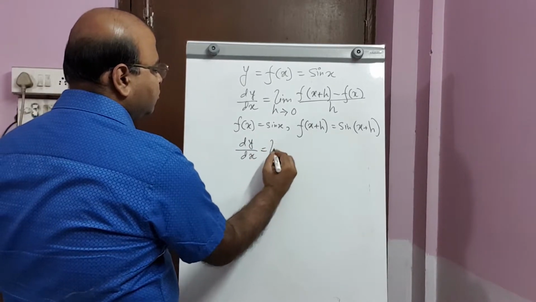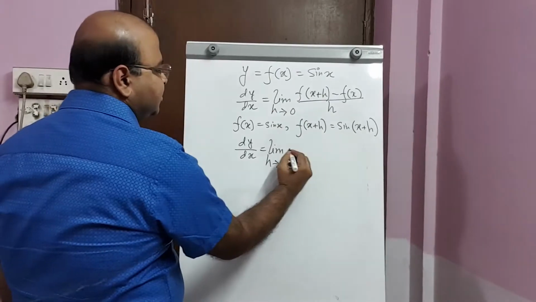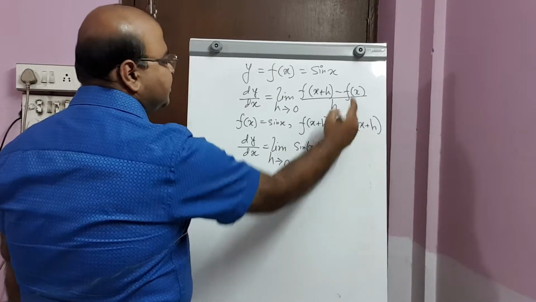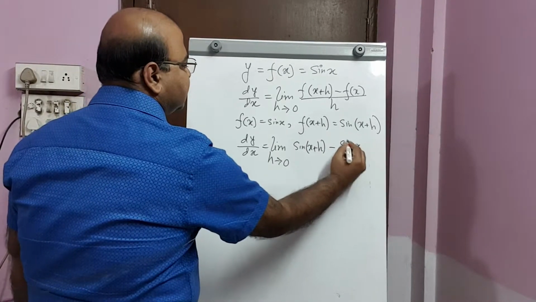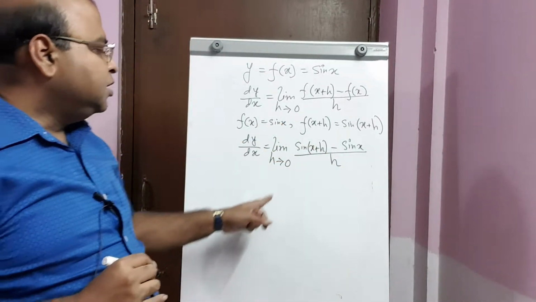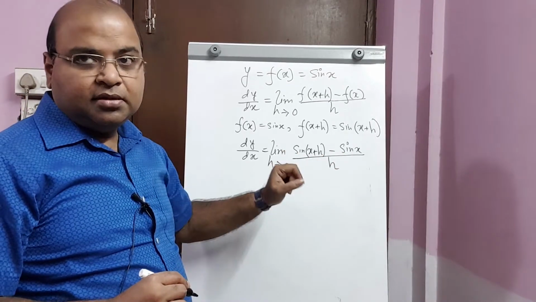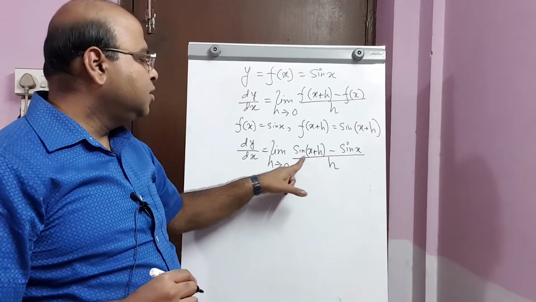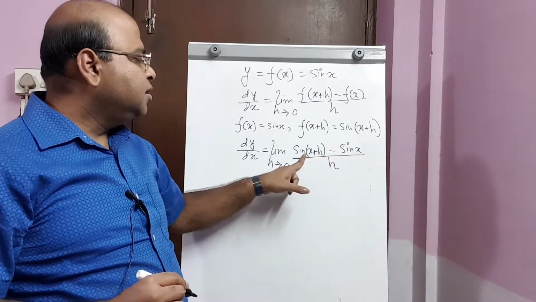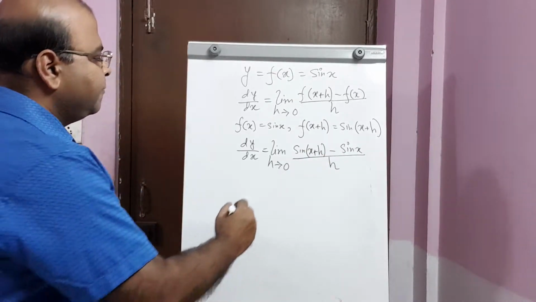is equal to limit h tending to 0, f(x + h) is given by sin(x + h) minus f(x) is given by sin x, upon h. Now here the numerator, as you see, is of the form sin c minus sin d, that is the trigonometric form of transformation of sums and products. We have this particular form in the trigonometric chapter known as the transformations of sums and products. So we apply that formula now.